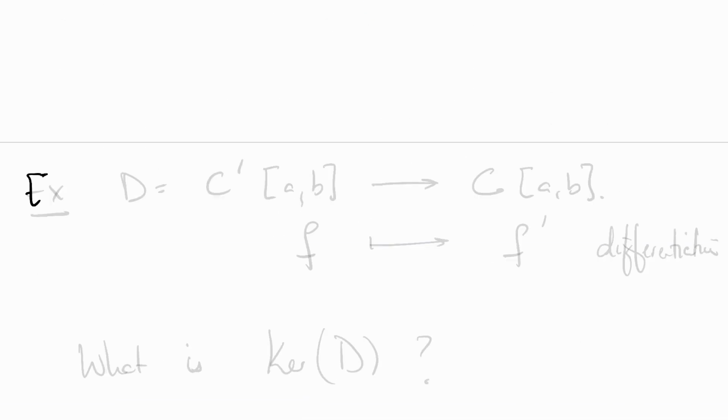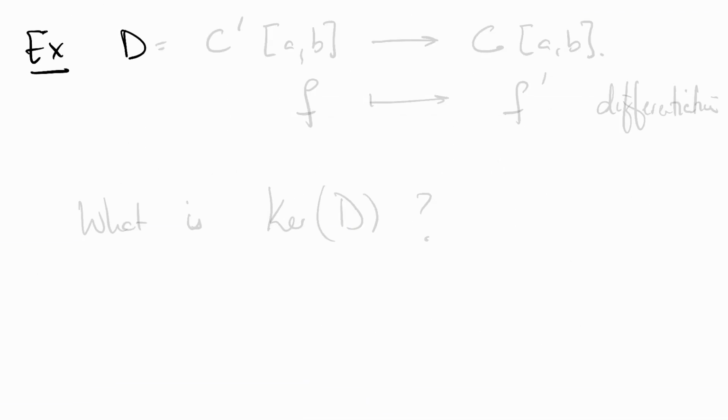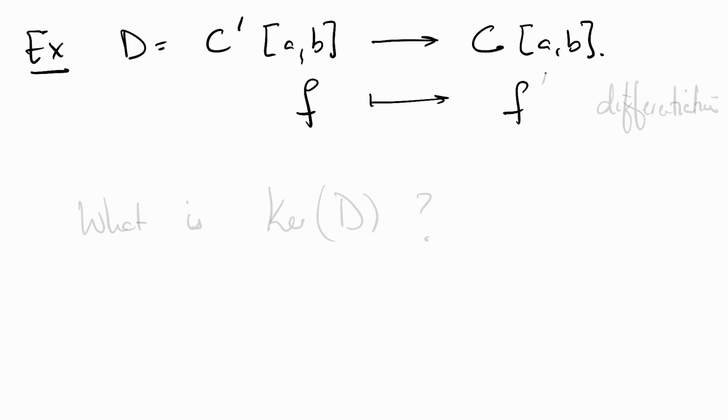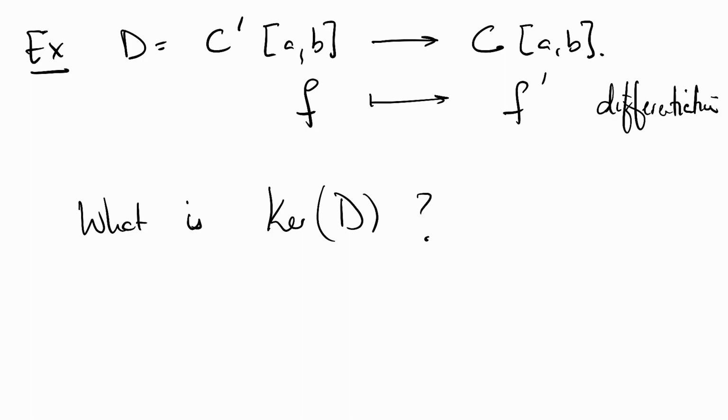Here's an exercise for you. Say D is differentiation. It goes from the differentiable functions on the interval [a, b] to the continuous real valued functions on the interval [a, b], and it sends f to f prime, differentiation. The question for you is, what is the kernel of this linear transformation?